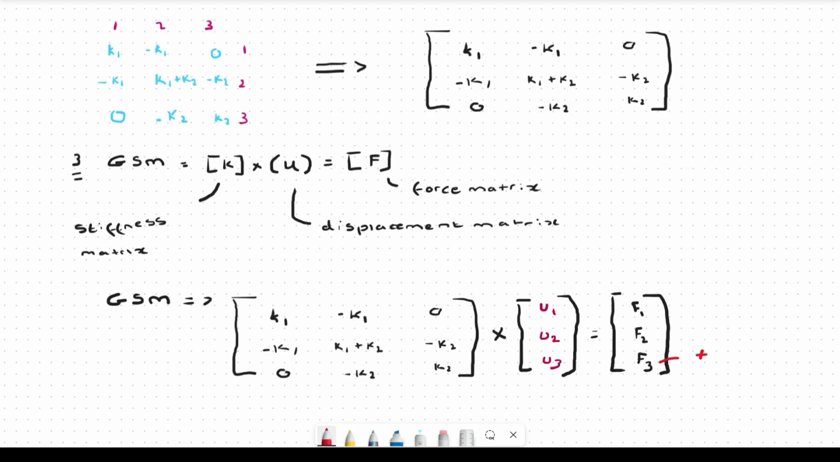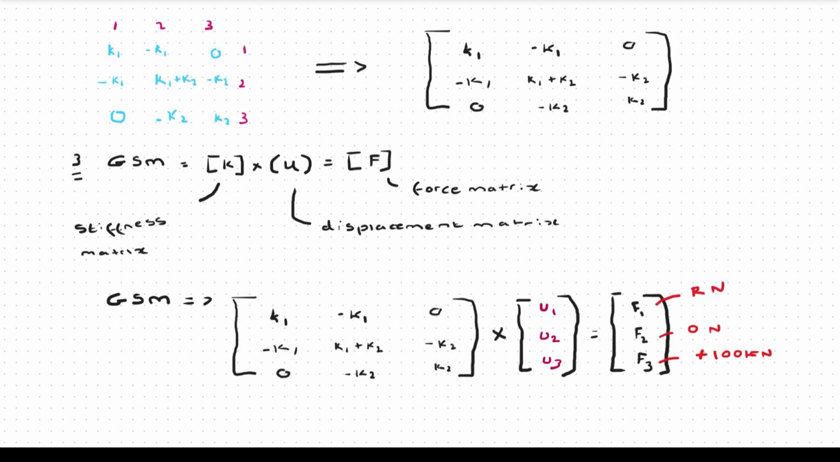Now we can apply boundary conditions. Node 3 is experiencing an external force of 100 kilonewtons. Node 2 has no external force applied, and we expect a reaction force on node 1 to maintain structural equilibrium. Node 1 will have a displacement of 0 due to it being fixed to the wall.